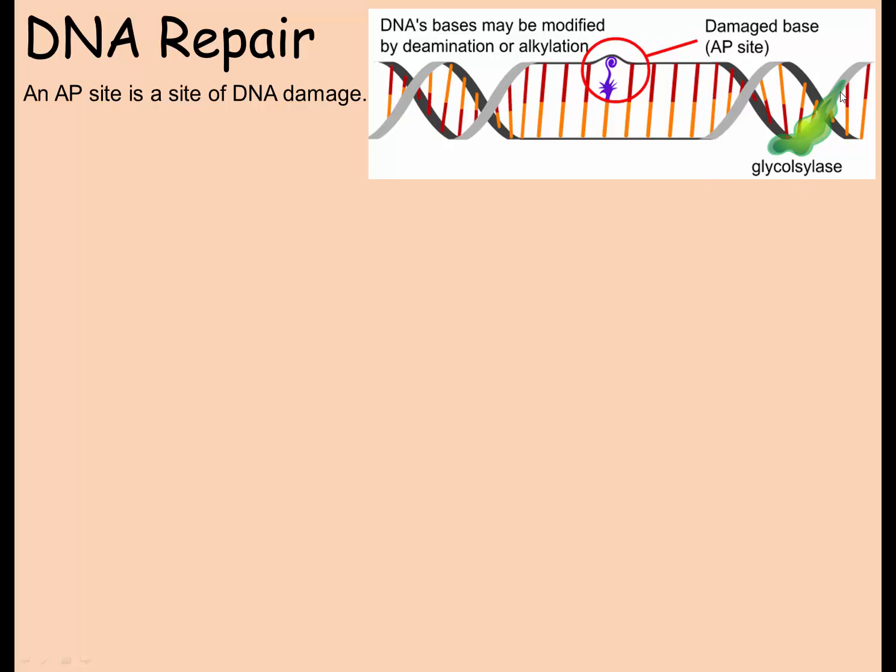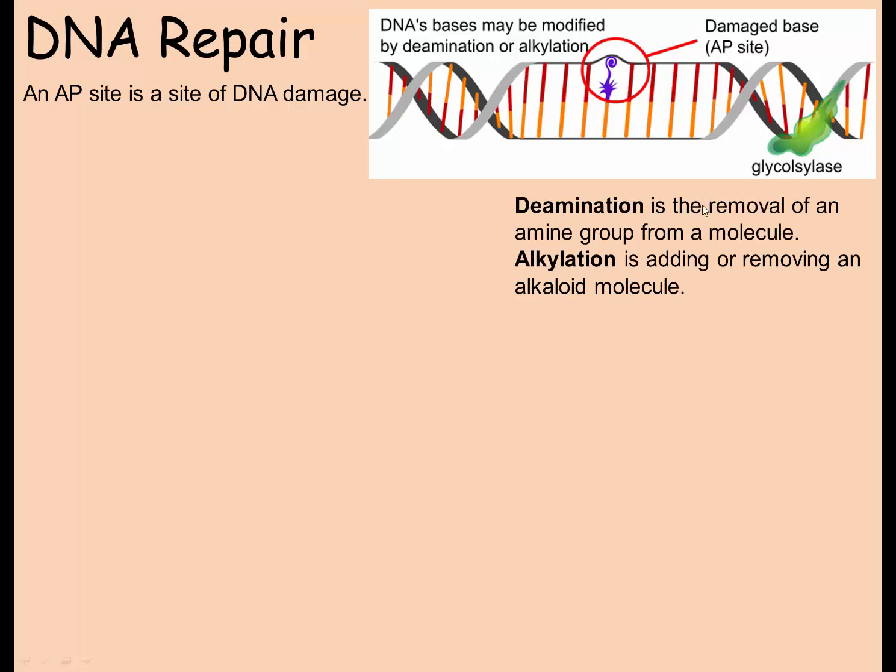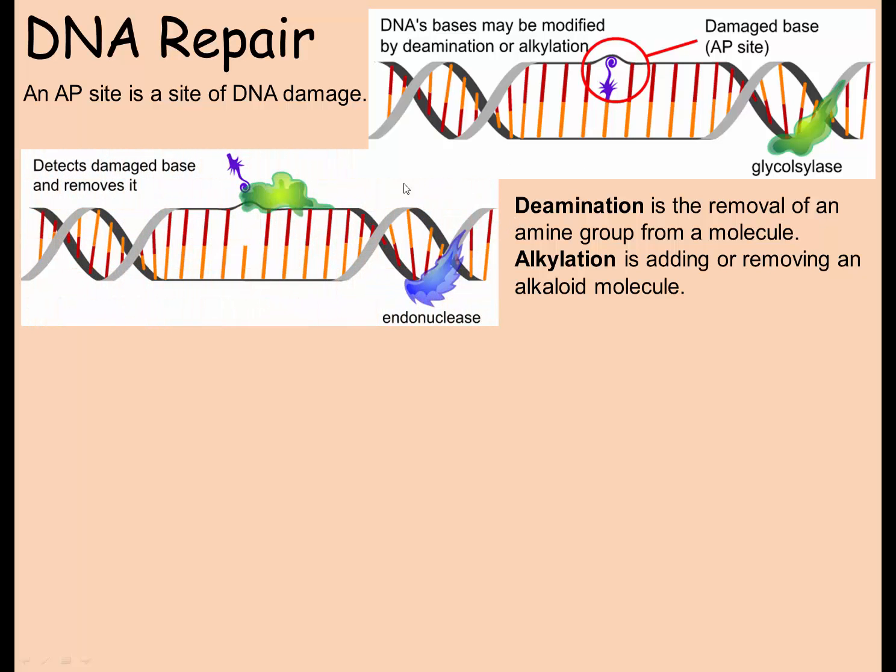And then we take this enzyme, glycosylase, and this glycosylase moves along the bad strand to the AP site. Damage can come from deamination, which removes the amino group of the molecule, and alkylation, which is adding or removing an alkyl group. But we're basically going to go up there and fix this. We identify it, and it removes the damaged molecule.